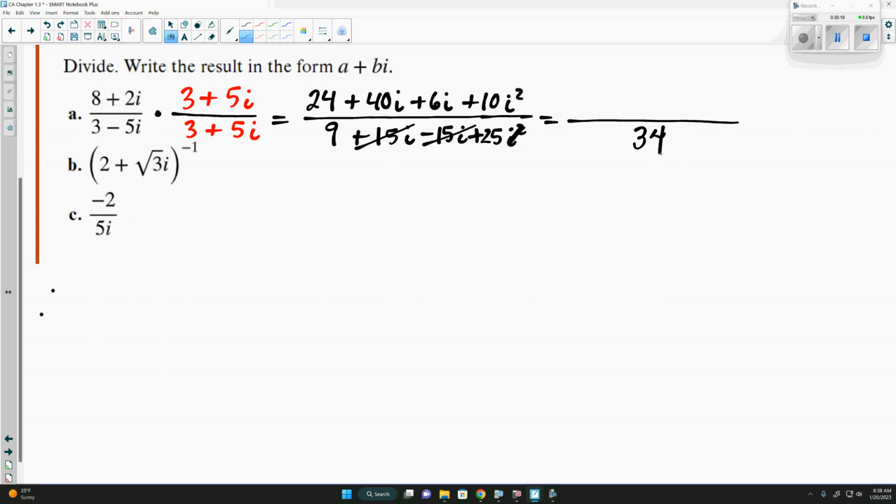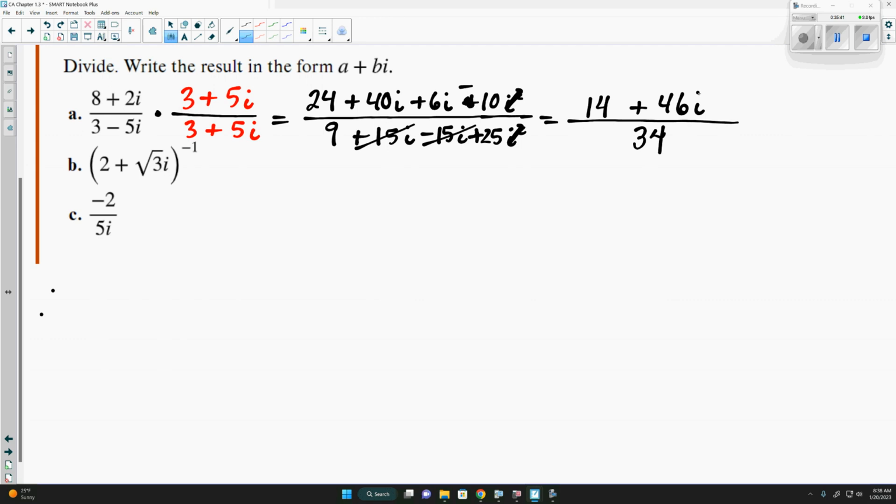The numerator, 10i squared, we're going to change it to negative 10. So we can say 24 minus 10 is 14. 40i plus 6i is going to be plus 46i.